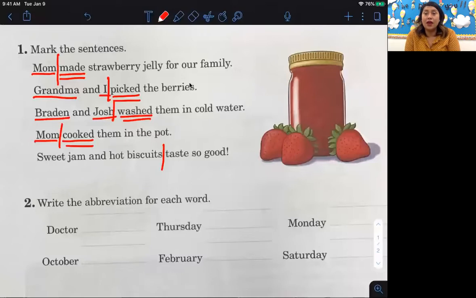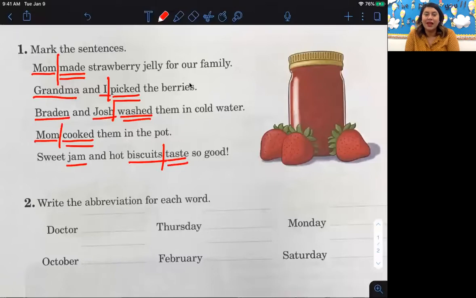What is our subject? We're talking about jam and biscuits. Good job. And what are jam and biscuits doing? Well, they're tasting so delicious, so good, right? So we're going to underline taste twice.